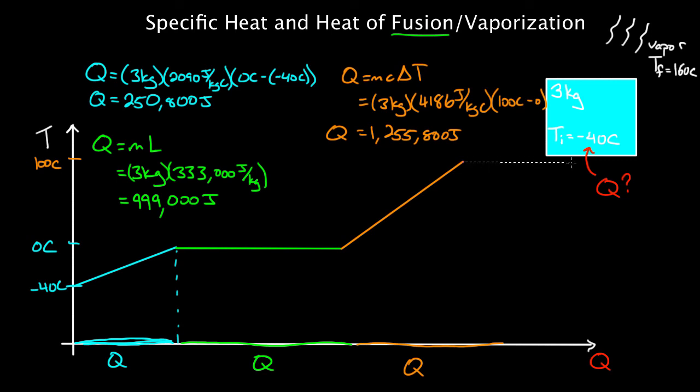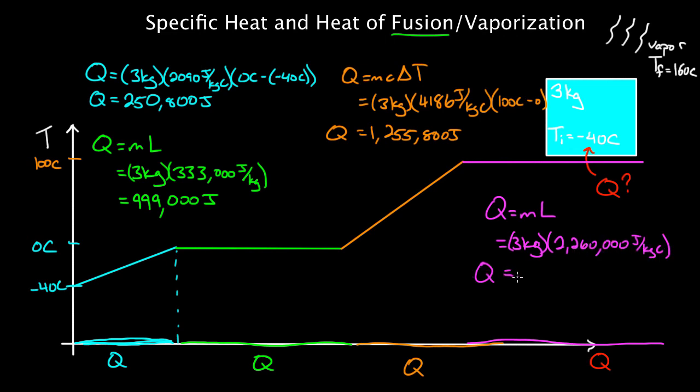Now we've got to turn that water into steam. How much heat is that going to take? That's a phase change, so we've got to use ml. The mass is 3 kilograms. The latent heat of vaporization is 2,260,000, which means we need 6,780,000 joules in order to turn this water into vapor.